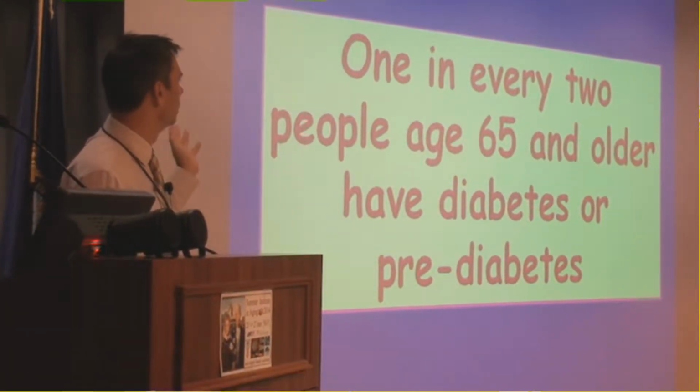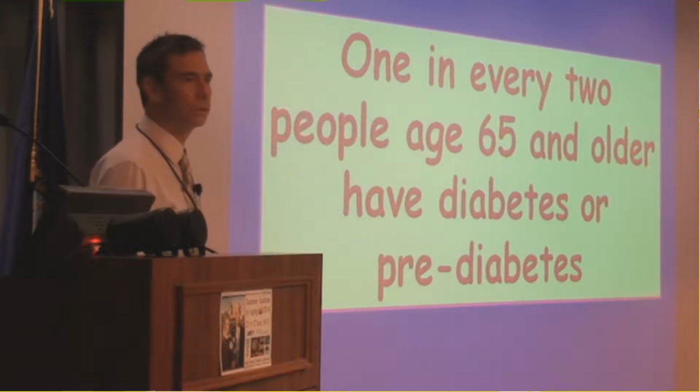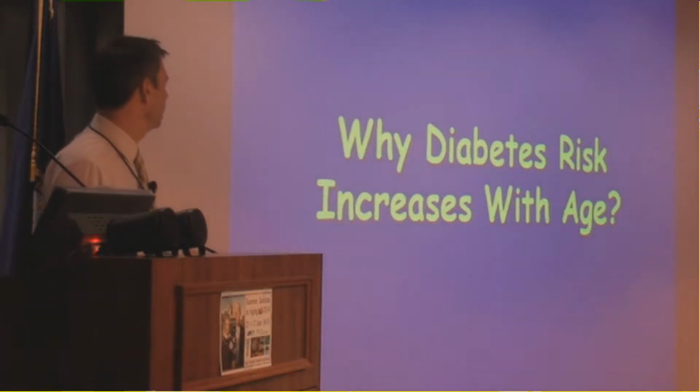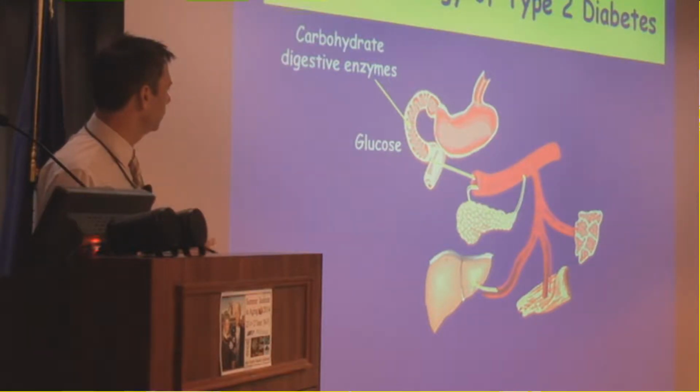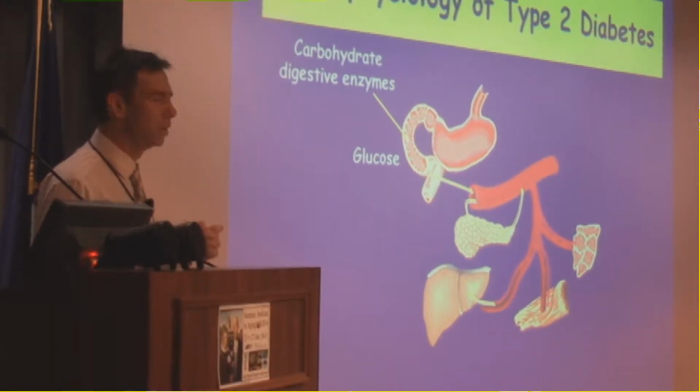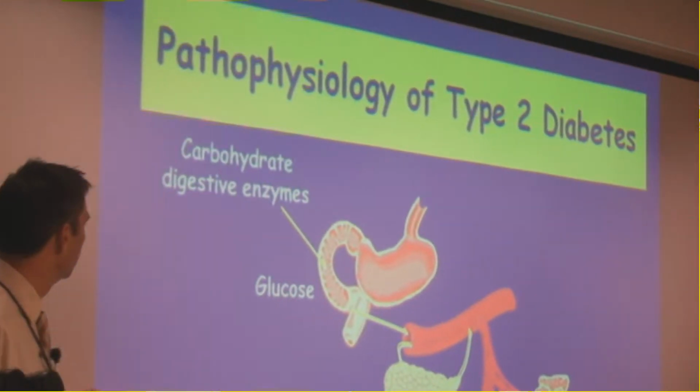Or another way to put it, 1 in every 2 people that are 65 or higher are diabetic or pre-diabetic. So obviously we're all very concerned about this. So why does diabetes increase with age? To illustrate this, I'm just going to give you a few basic concepts on the physiology of diabetes.